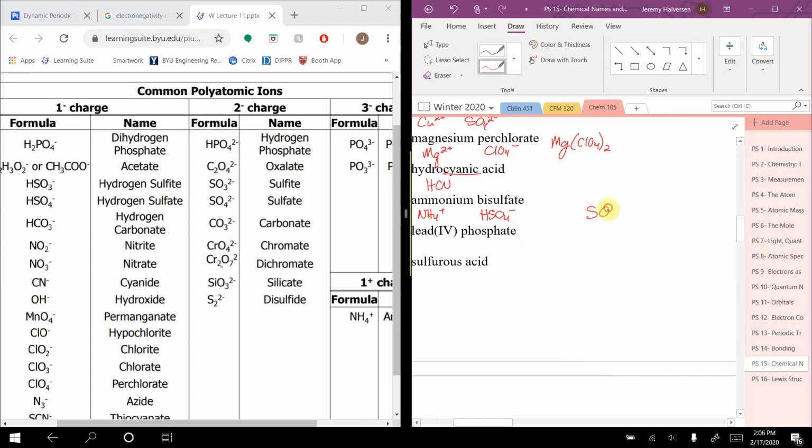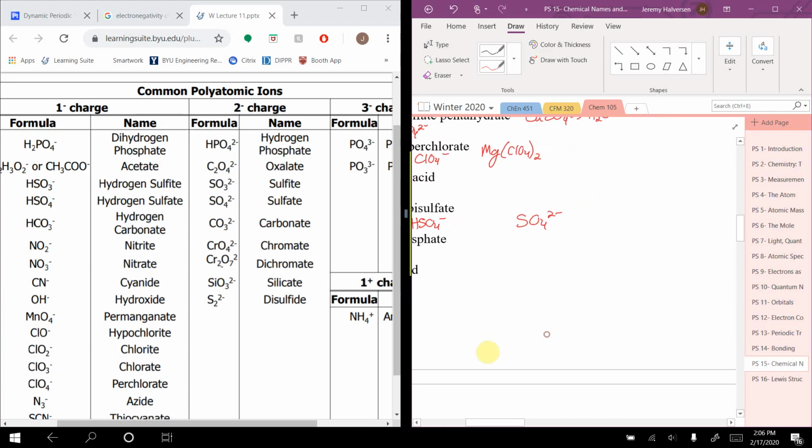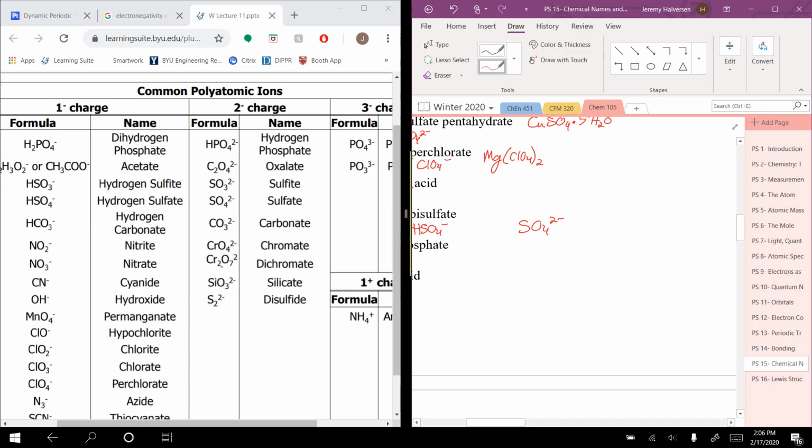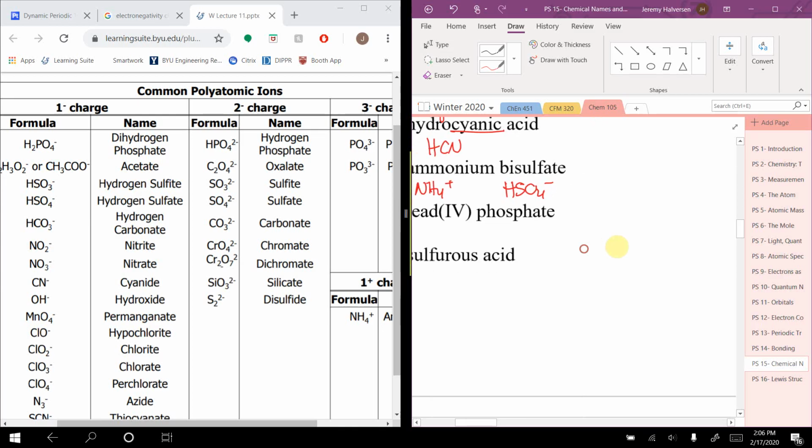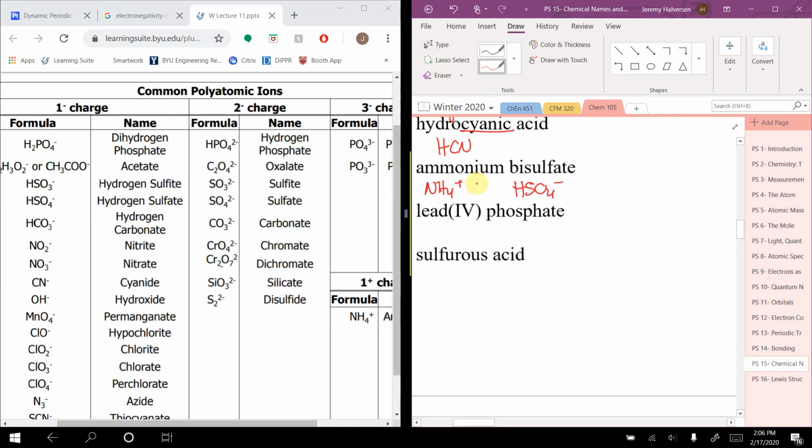Because if I had SO4 2-, that's sulfate, if I wanted to turn it into sulfuric acid, I would need to add 2 hydrogens. H2SO4, that would be sulfuric acid, but with only adding 1, you haven't neutralized the charge yet, and so it's not the acid name. So how many of each of these do I need? Just 1 of each to be balanced, so I get NH4HSO4.